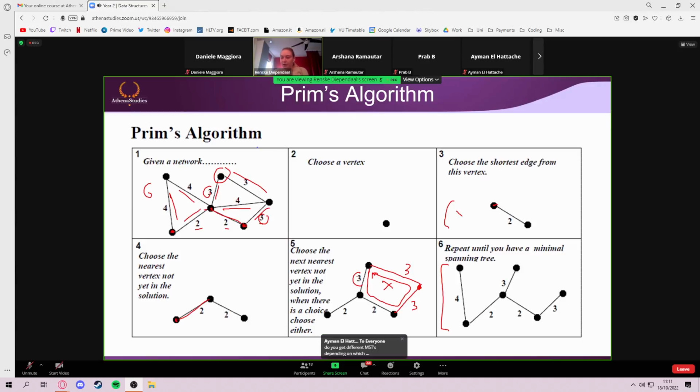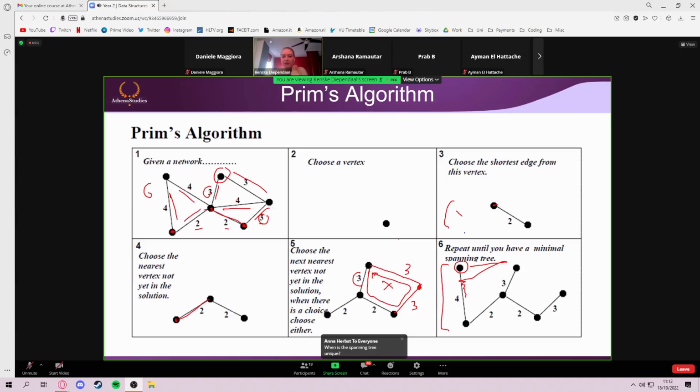Do you get different MSTs depending on which node you choose? Yeah, it could be, but then they do all have the same minimal weights. You can always choose a random vertex. So it could be that depending on the node you choose, you will get a different graph or different edges that you use, because you still have the same nodes, right? You just have different edges maybe. But they all should have the same total lowest weight, because otherwise it would not be the minimal spanning tree.